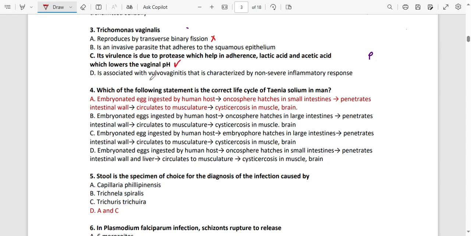And then D, it is associated with vulvovaginitis that is characterized by non-severe inflammatory response. This inflammatory response is severe, not non-severe, so it's going to be associated with vulvovaginitis. Actually, when there is infection by Trichomonas vaginalis, it will start going a bit onto the surrounding tissue. And you know the surrounding tissue, you have got the vagina. There's going to be inflammation of the vagina and some other tissues nearby.